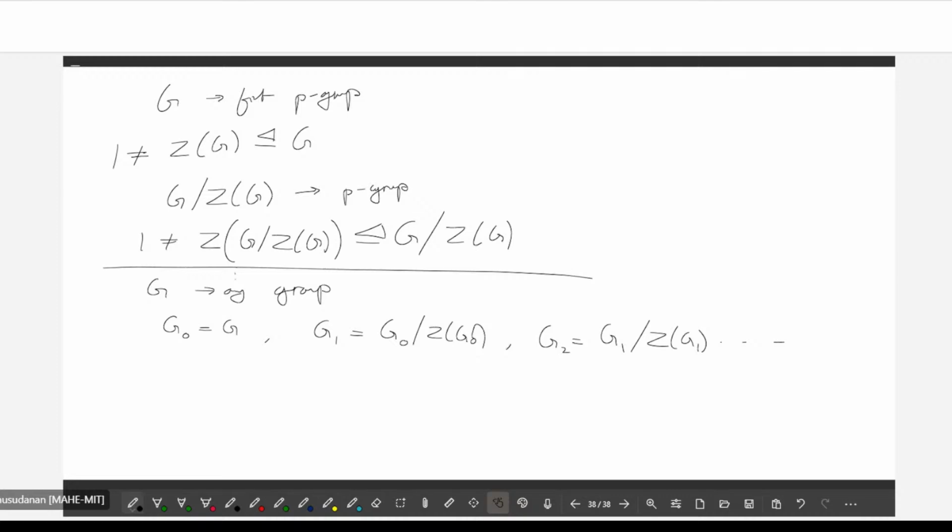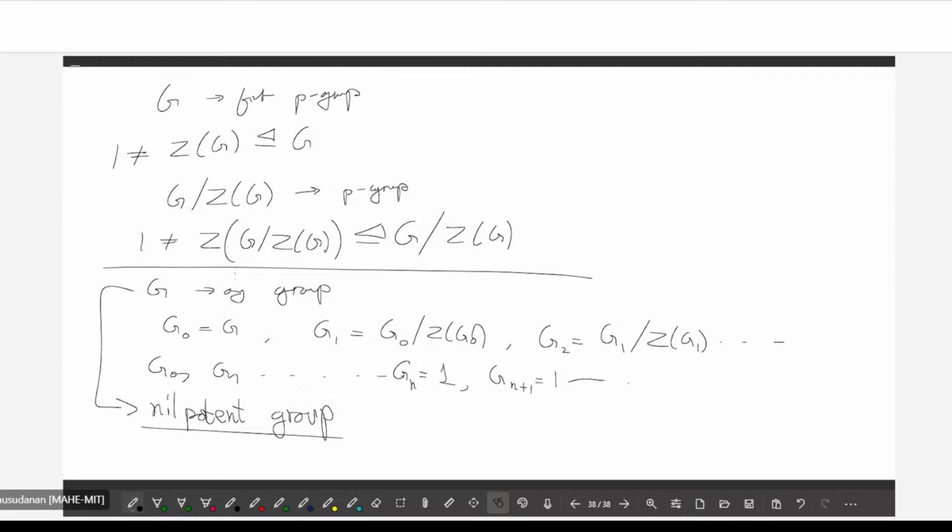Or possibly after some time, all terms become the same because you get trivial center. That might happen. But if the sequence is eventually trivial, since at some point you get the trivial group, you keep doing this after this. In the definition, you just keep doing this. But ultimately, if you get G0, G1, etc., some Gn equal to 1 after finitely many terms, after which everything else will be 1, then this is called a nilpotent group.